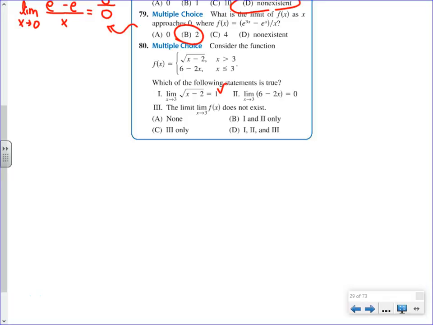The limit as x approaches 3 of 6 minus 2x. What's that? What are you guys doing to solve those? Your calculator? You're using the cheater trick of plug it in. So what about Roman numeral 3? True or false? The limit does not exist as x approaches 3 of my piecewise. True or false?